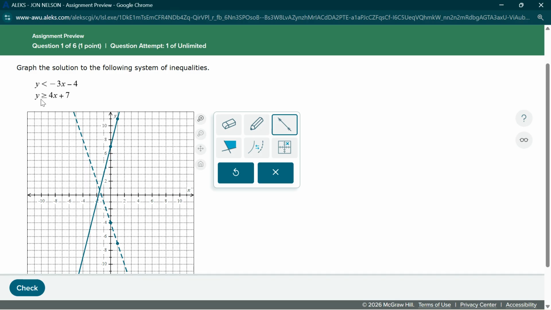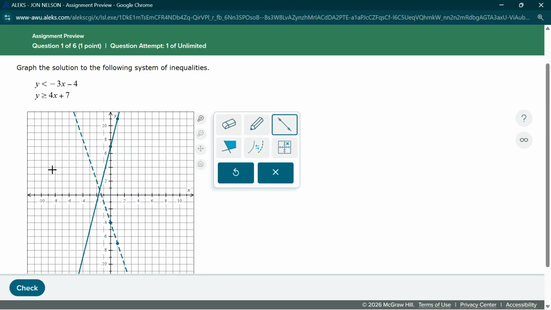I've got to figure out which way to shade. Oh, shoot, you know what I should do? Well, maybe I'll wait. Remember we were shading everything over here, right? So now we want to see which way this one's going to shade. So if I test out 0, 0, I'm going to do this verbally. I hope this doesn't mess you up. I'm going to put a 0 there and a 0 there. Is 0 greater than or equal to 7? No. So with this solid line here, I'm going to shade away from the origin again.